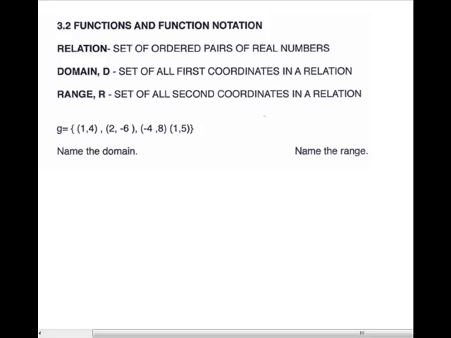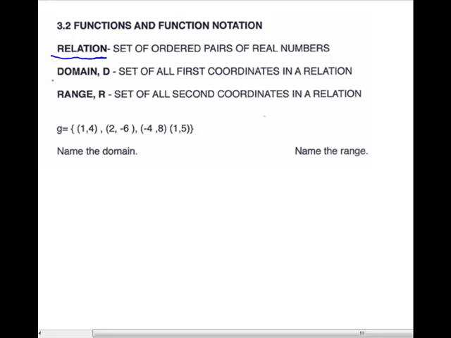Section 3.2, Functions and Function Notation. First, we need some definitions, and our first one is a relation. A relation is just a set of ordered pairs of real numbers. Remember, an ordered pair has an x and a y, so it's a set of ordered pairs, right?